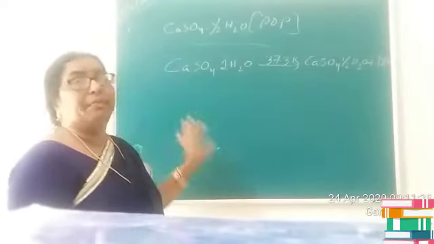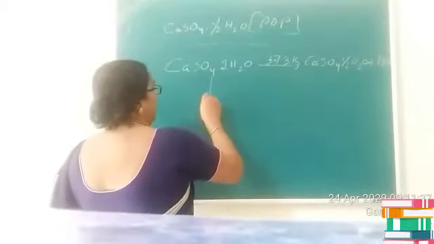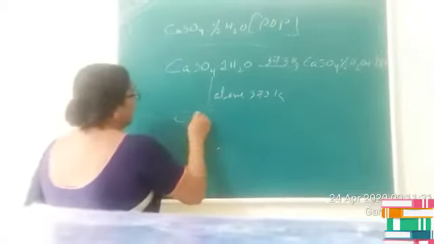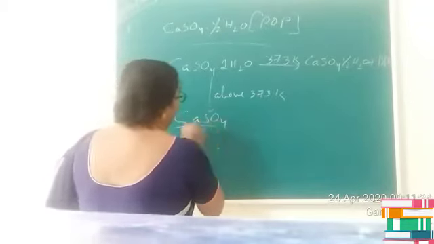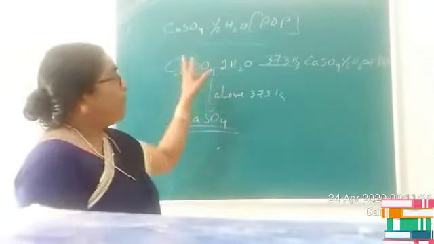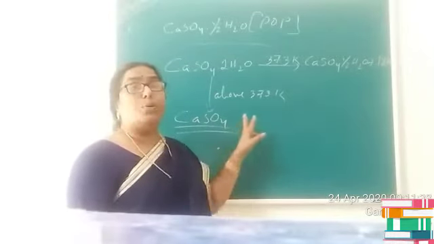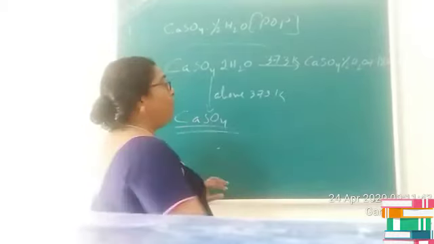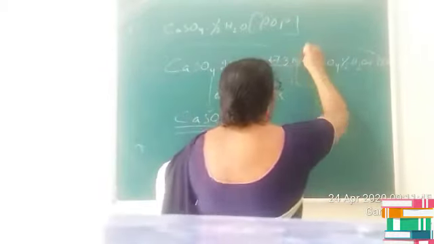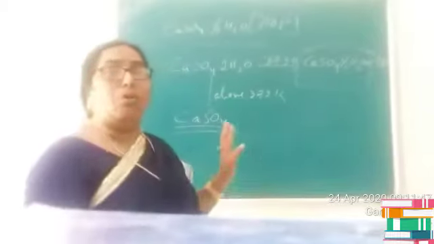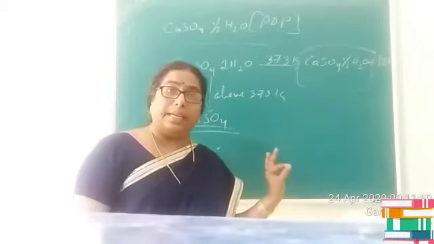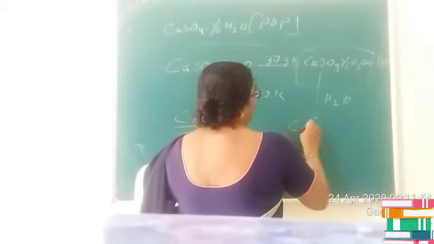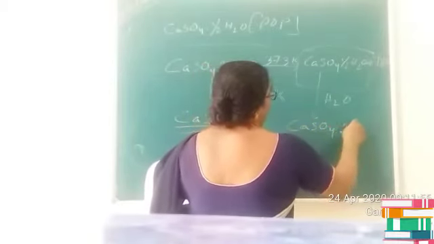So from this reaction itself, we can say that if you heat it above 373 Kelvin, then you will be getting burnt calcium sulfate, which doesn't possess any property of plaster of Paris. So you have to be very careful about the temperature. And another important thing is that plaster of Paris should never be stored along with moisture. That means it should always be stored in a moisture proof container. Otherwise it reacts with moisture and results in the formation of a hard mass.